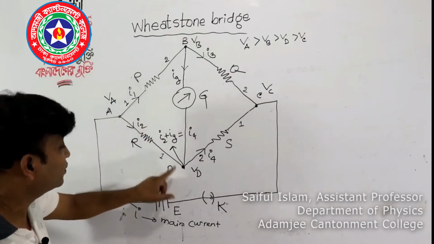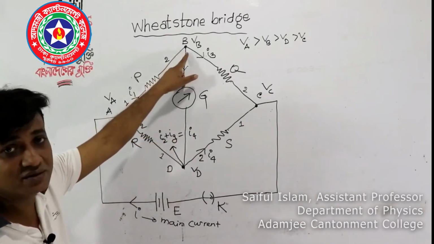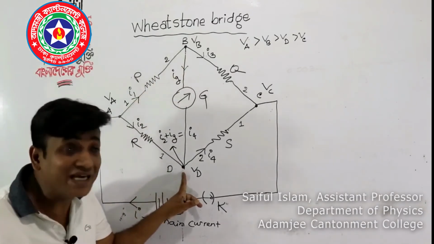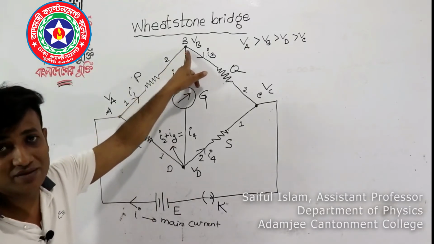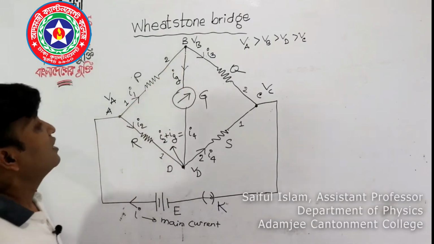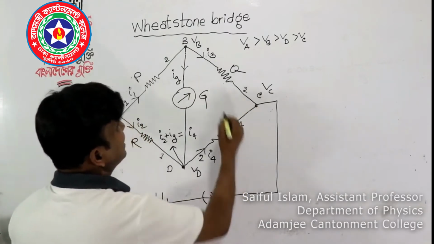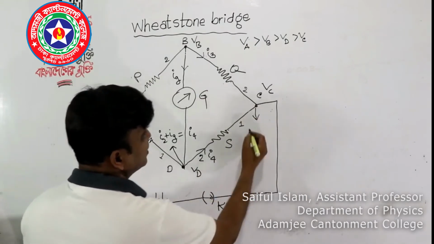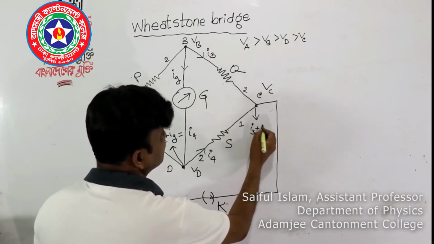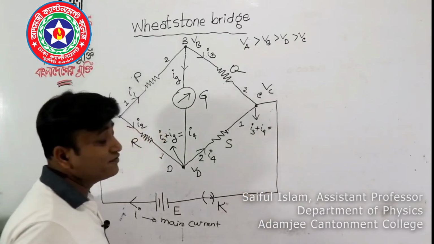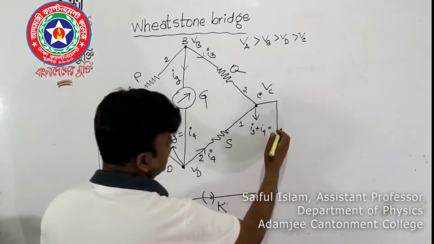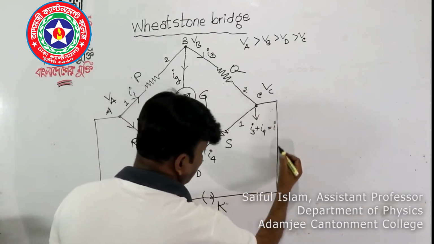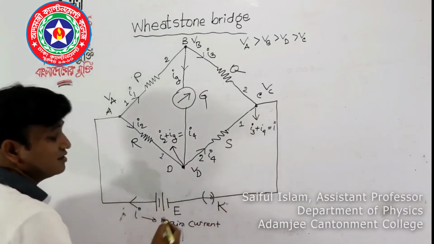It will not flow from D to B. Why? Because the potential at point D is less than the potential at point P. At point C, I3 and I4 meet together. Here I3 plus I4, the summation of I3 and I4, will be the main current I. So the main current will flow from C and it will come back again to the battery.